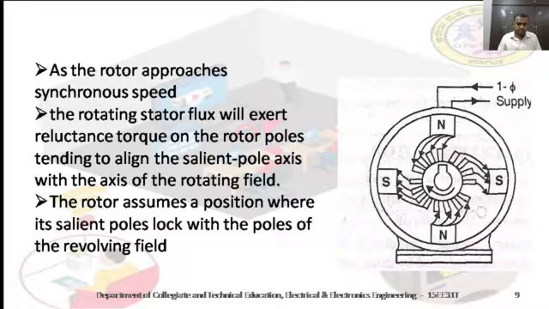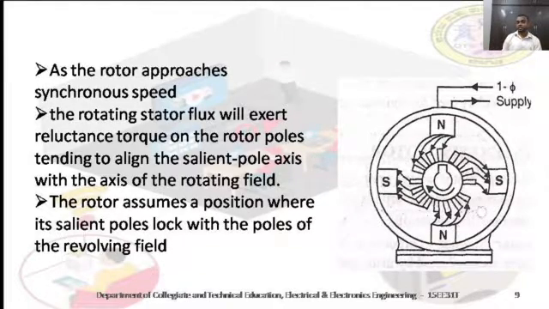The rotating stator flux will exert reluctance torque on the rotor poles, tending to align the salient pole axis with the axis of the rotating field. Yeah. So the rotating flux will exert the reluctance torque. The torque produced on the rotor poles aligns the salient pole axis with the axis of the rotating field, the north, south, the field.